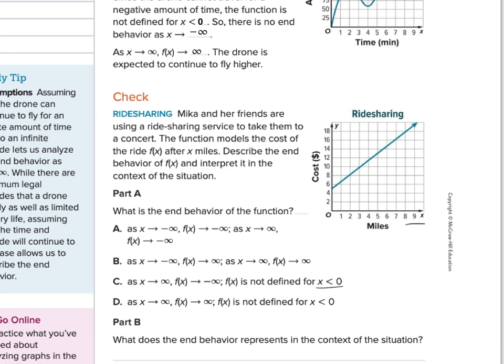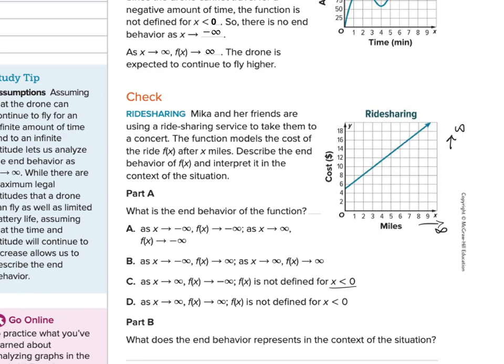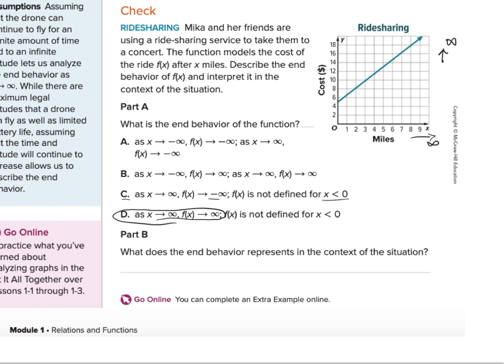But as my miles increase to infinity, the cost is going to continue to increase towards infinity. So as x increases, y increases. So there's my answer. Again, this one is eliminated because we are not going to approach negative infinity. What does the end behavior represent in the context of the situation? How about the farther I travel, the more it's going to cost? So it just really depends on your interpretations.